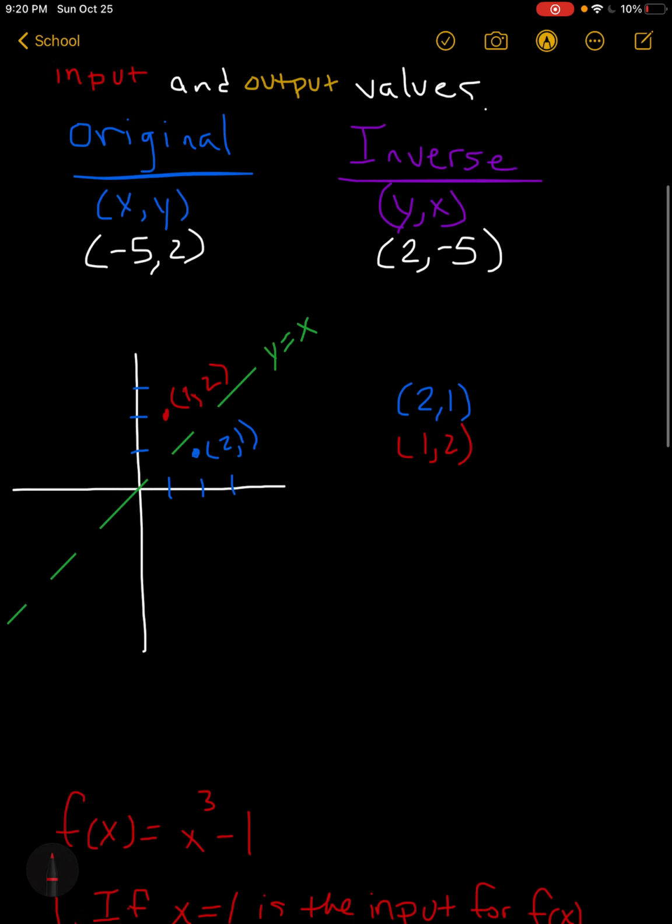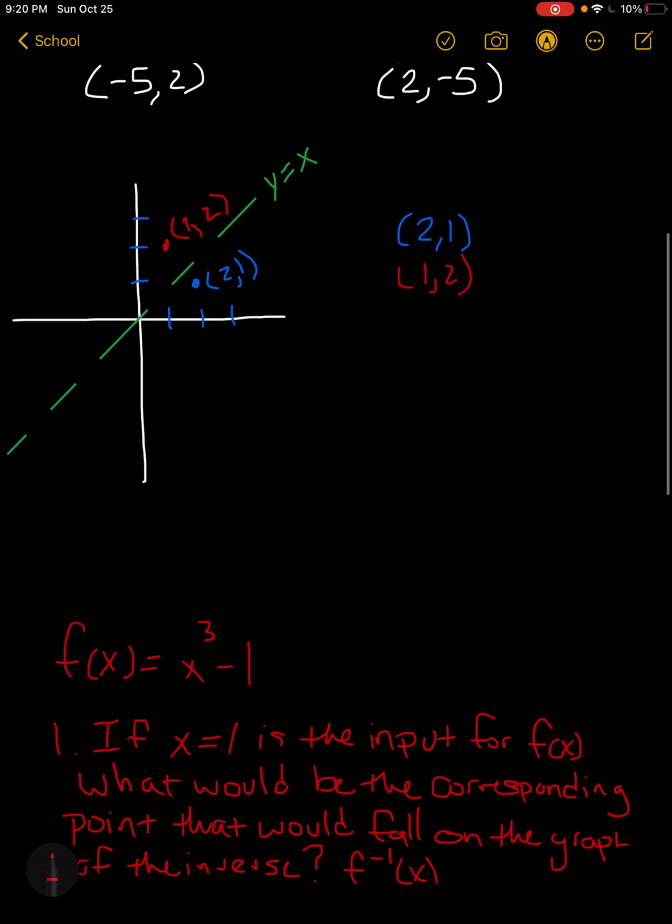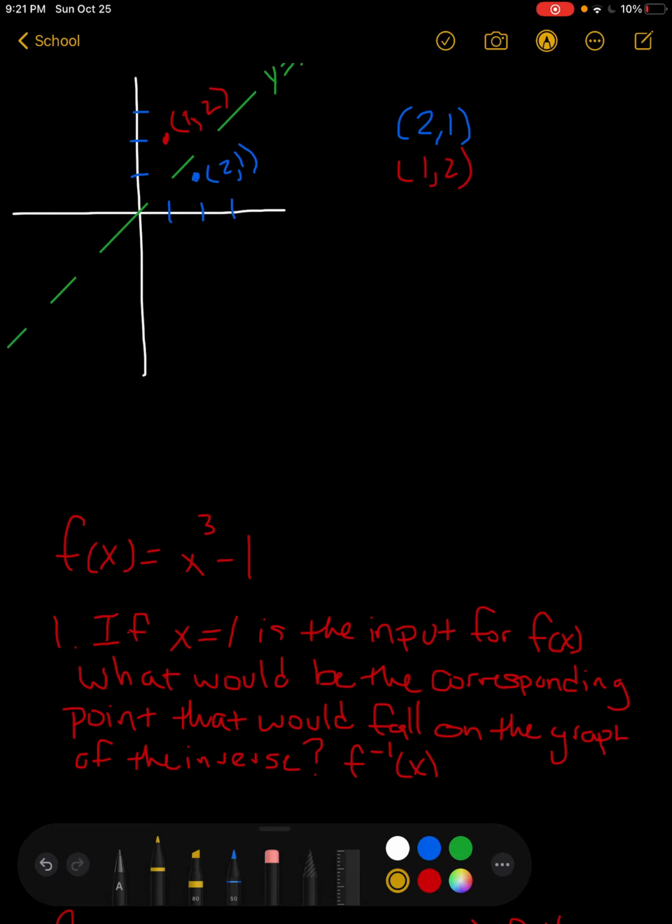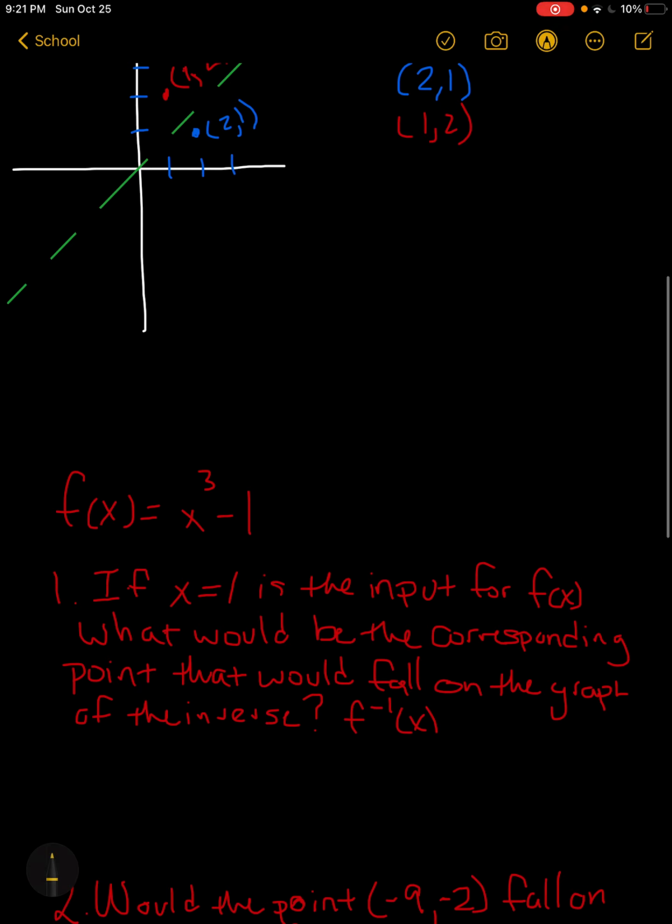What we're going to do now is look at an actual inverse function and answer some questions. Here we have the original function, f(x) = x^3 - 1. The question says, if x equals 1 is the input for f(x), what would be the corresponding point that would fall on the graph of the inverse? What we need to do is take this input of x equals 1 and plug it in.